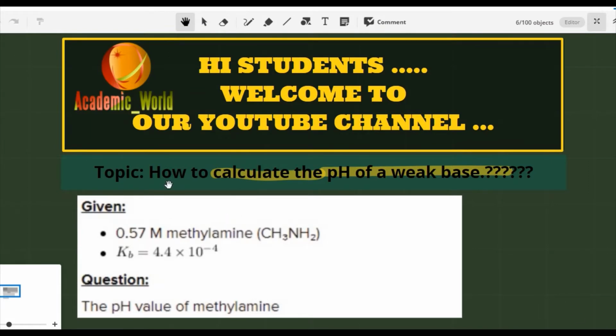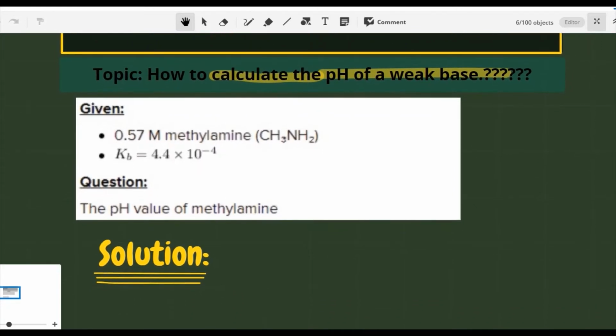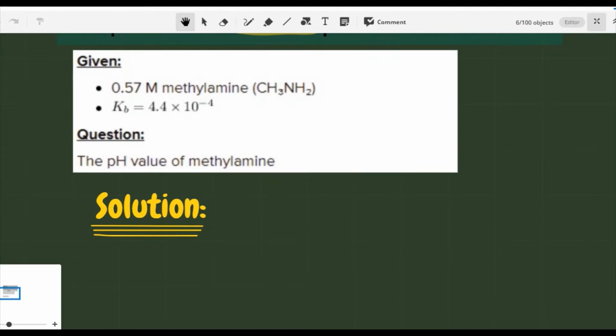So today our topic of discussion is how to calculate the pH of a weak base. Here is the question related to that calculation. The information given is 0.57 molar methylamine, CH3NH2, and Kb is also given, equal to 4.4 times 10 to negative 4. The question is to calculate the pH of methylamine.